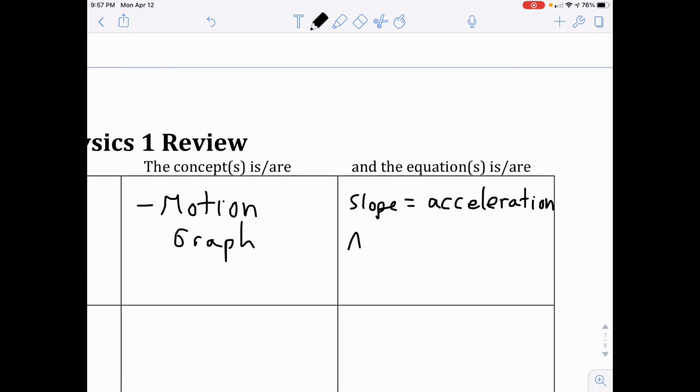The area under the graph is the displacement, how far the object has gone.